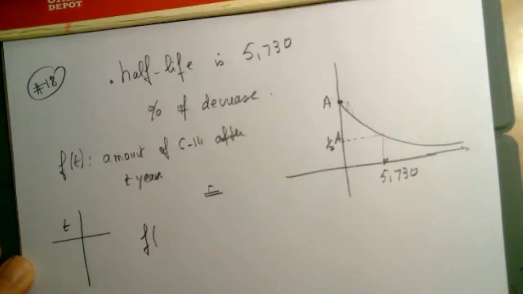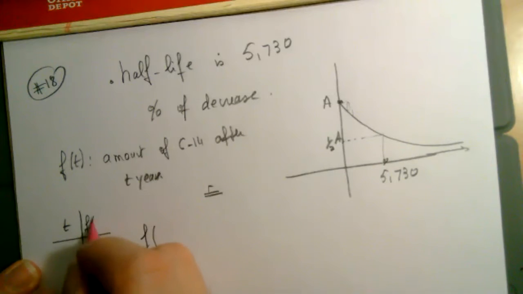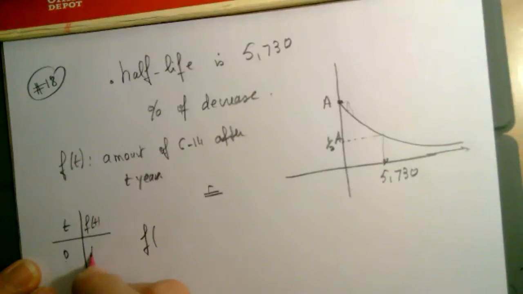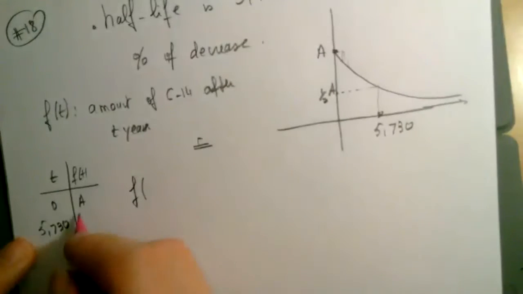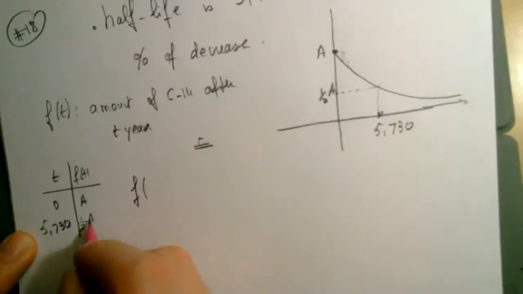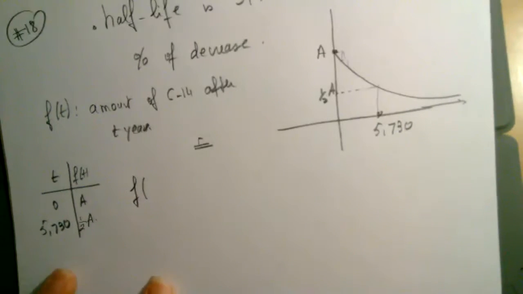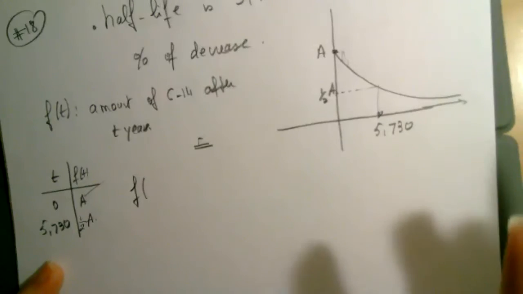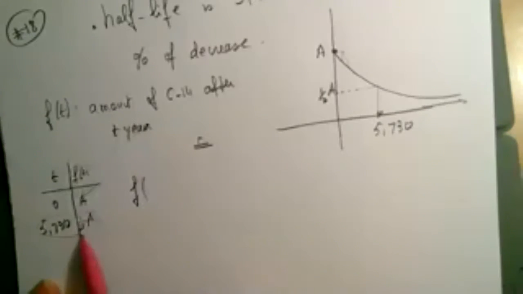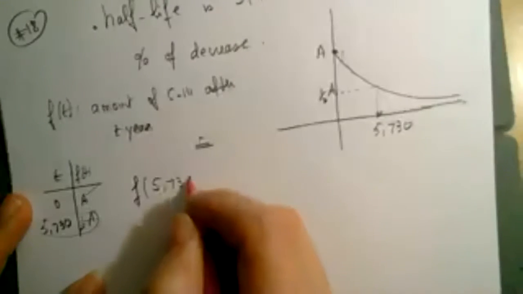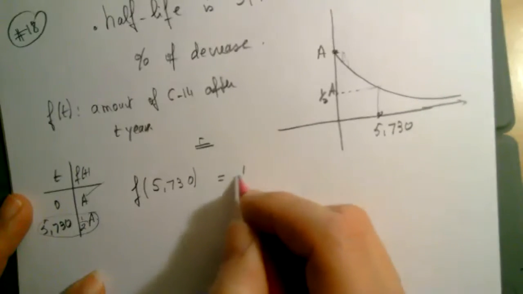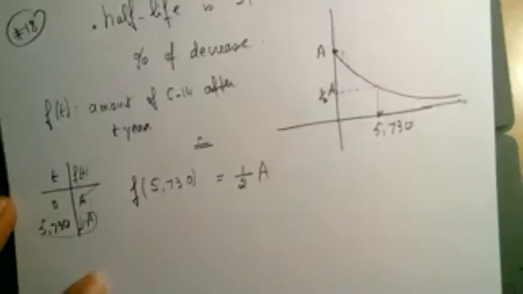What I know is at t equal to 0, I basically don't know its value. It's just A. But I know that after 5,730 years, that's another piece of info I have, it's half of A. That's really the information I have. The first one I can't use because they're not giving me anything. So I know that after 5,730 years, the output is 1/2 A.